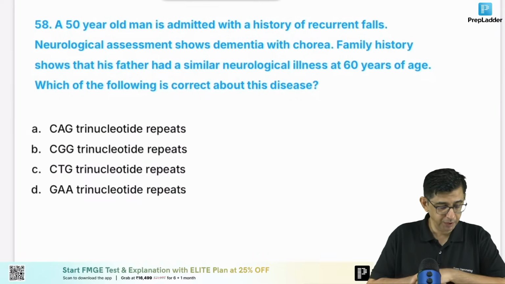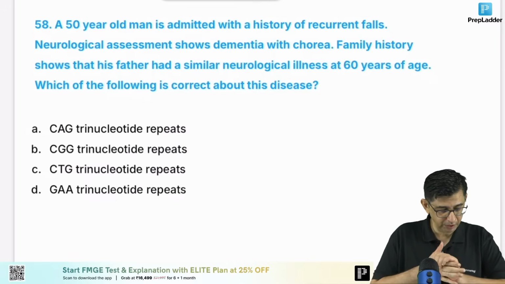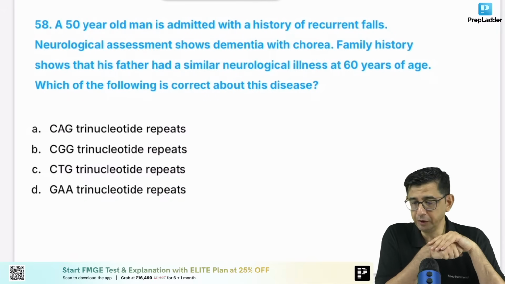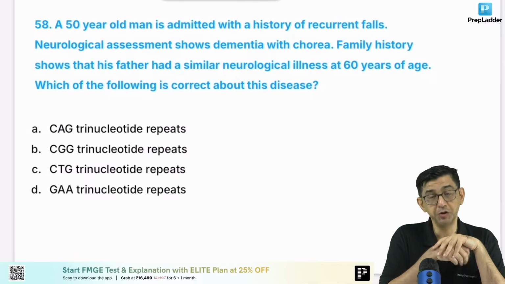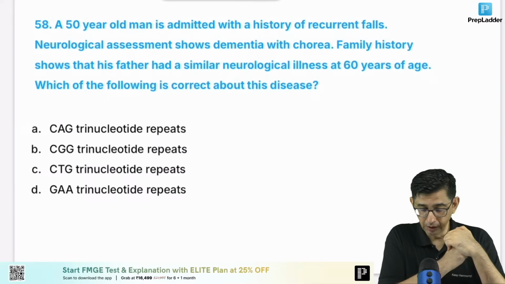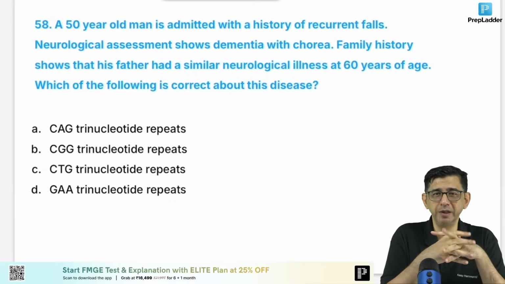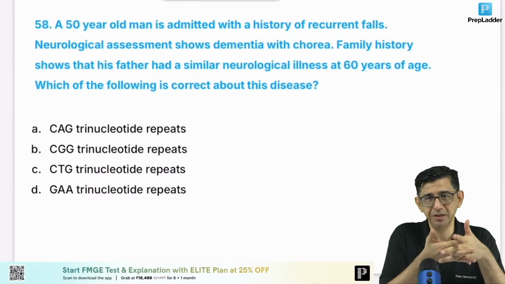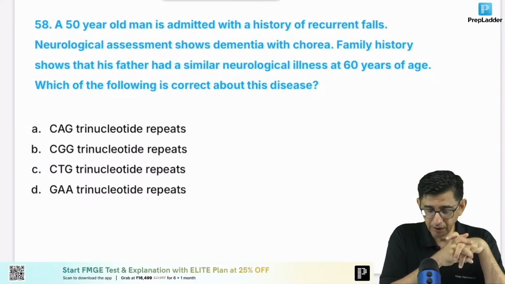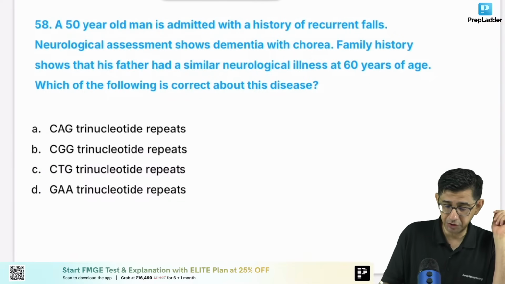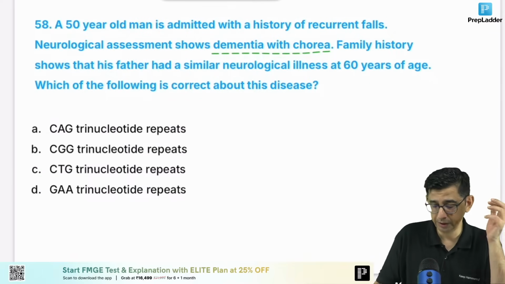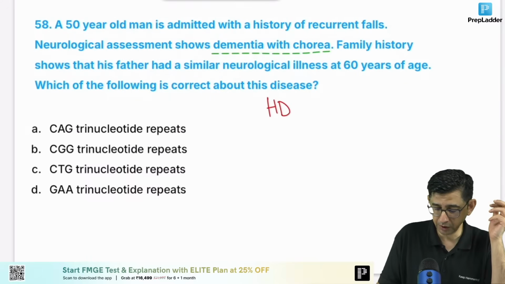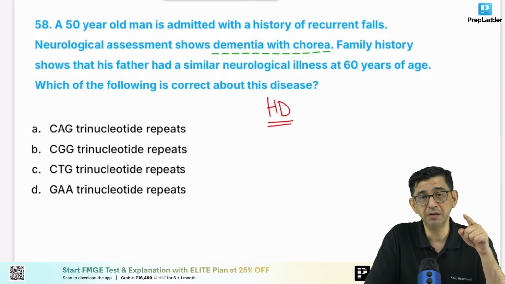Yeah, karyotyping is for chromosome. Good. That's a good answer, Saurabh. We have a 50-year-old man with history of recurrent falls. Recurrent falls, whenever you read, it's going to be PD or it's going to be HD. I mean, that's the standard line. The neurological assessment shows dementia with chorea, not dementia at 50 years of age, and then chorea is also given. So the moment I read that, I know that he's talking about Huntington's chorea or Huntington's disease, because he's saying grandfather also had a similar illness at 60 years of age.